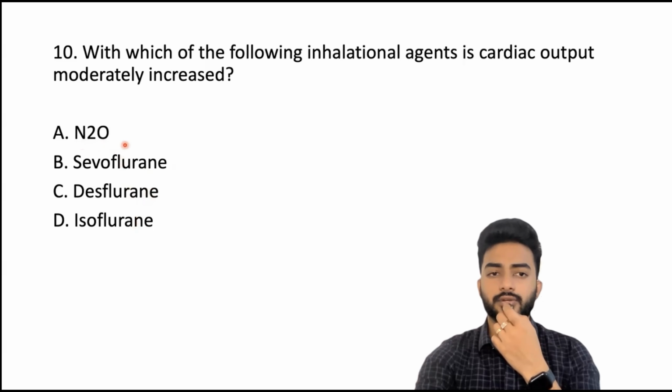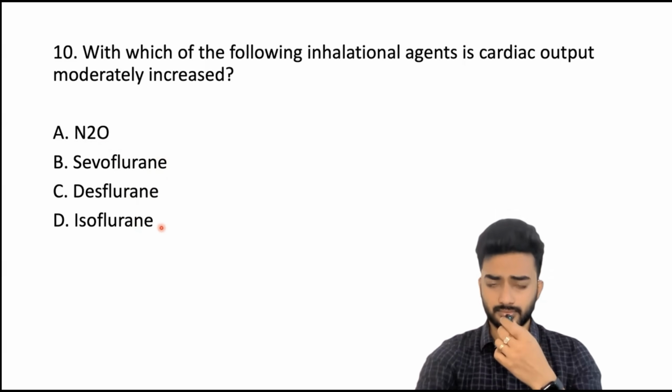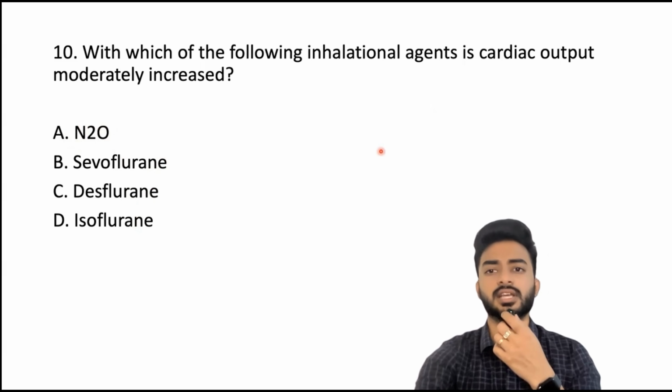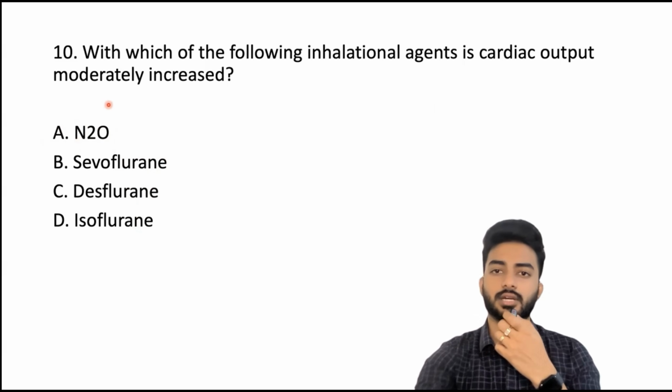And N2O is a traditional anesthetic agent, and it is directly like an odd one out. All the modern anesthetic agents do not cause an increase in cardiac output, whereas N2O causes an increase in cardiac output. Whereas previously used halothane and similar drugs will decrease cardiac output. So the answer for this is nitrous oxide, which causes a moderate increase in cardiac output.